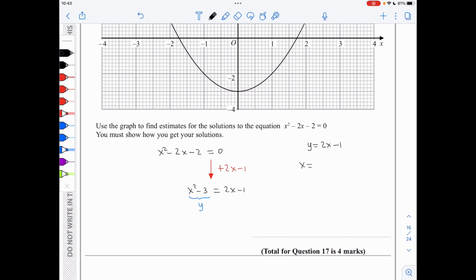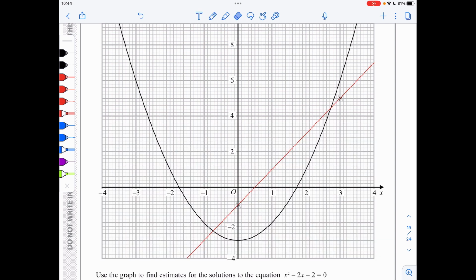So when x is 0, obviously y turns out to be negative 1. And when x is 3, y is 2 times 3 minus 1, which is equal to 5. So there it is. We've got 2 points, the 0, negative 1, and the 3, 5, through which the line passes. So there it is. We've drawn the line. It passes through the points 3, 5, and 0, negative 1, and we can easily identify the points of intersection here and here, and we just need to read off the values for x.